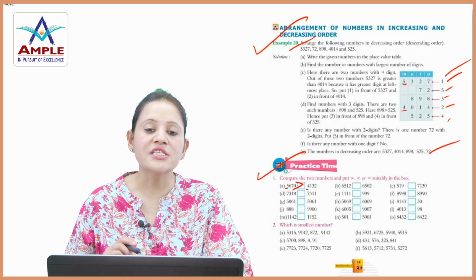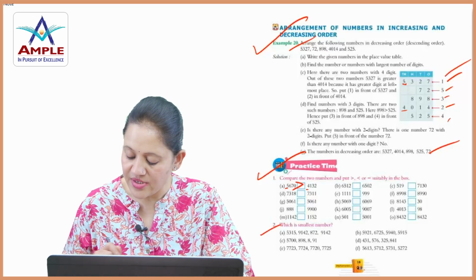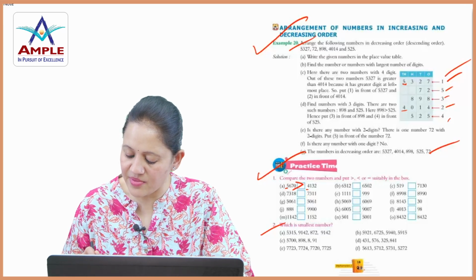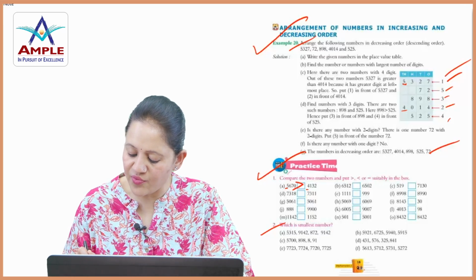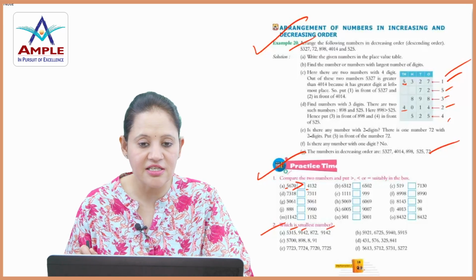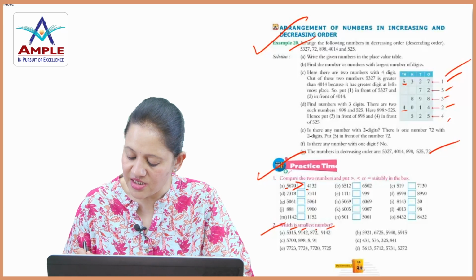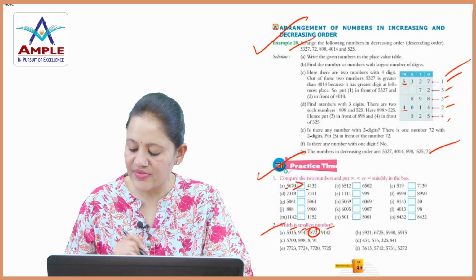Next, which is the smallest number? So you can see in the given number, this is 4-digit number, this is the 4-digit number, this is also 4-digit number, and 872, that is 3-digit number. So that will be the smallest. Clear?